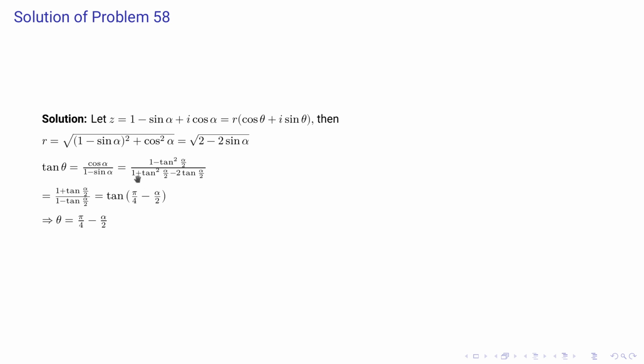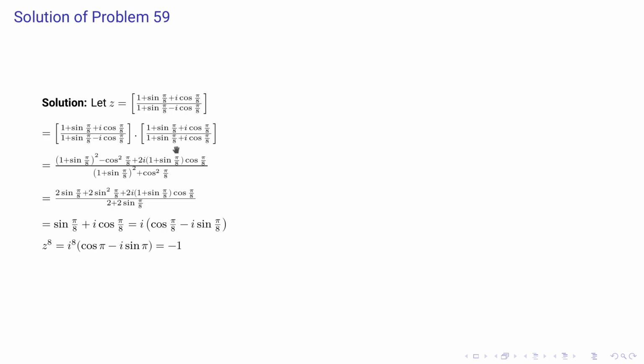Now you can see that the denominator can be written as (1 minus tan alpha by 2) whole square. So I have cancelled 1 minus tan alpha by 2, and the numerator is now 1 plus tan alpha by 2, and the denominator is 1 minus tan alpha by 2. Now here you can write the 1 in the numerator as tan pi by 4. And with this tan alpha by 2, you can imagine that 1 is multiplied, that is tan pi by 4 into tan alpha by 2. So from trigonometry, you can write this as tan of (pi by 4 minus alpha by 2). So theta is equal to pi by 4 minus alpha by 2.